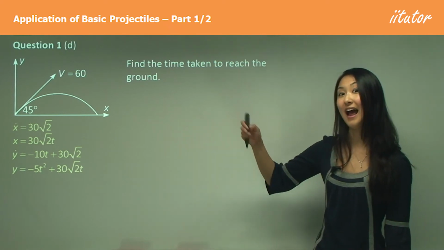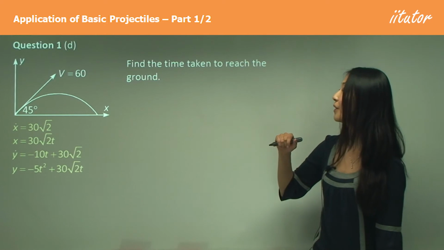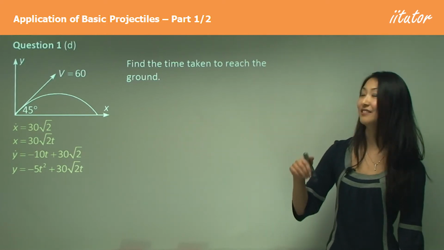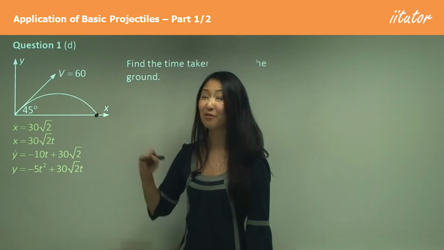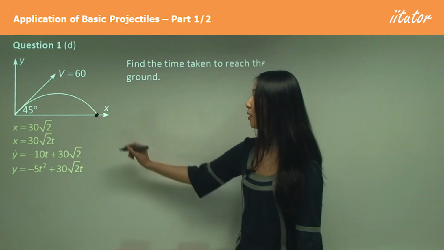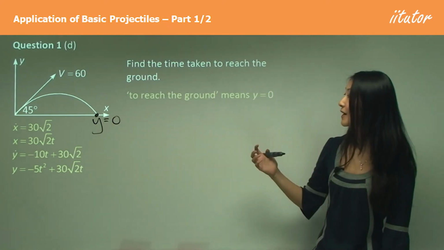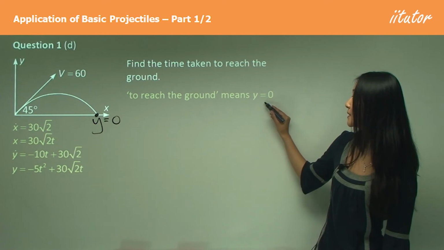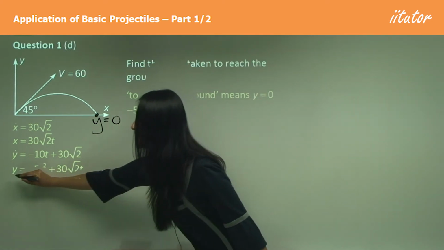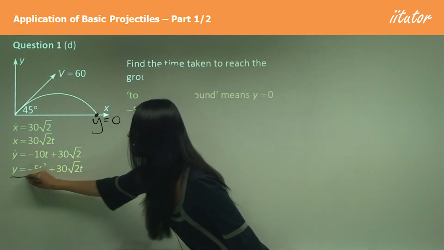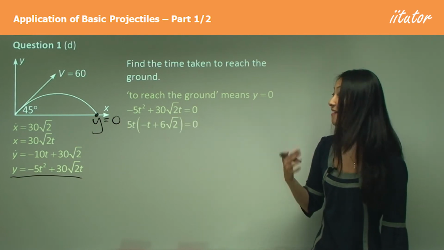Now we've worked out our horizontal displacement equation and vertical displacement equation. We want to find the time taken to reach the ground. And remember, to reach the ground, what was your vertical displacement? It has to be 0. So to reach the ground means that your vertical displacement equals 0 there. So we just literally take our vertical displacement equation here and make it equal to 0. Yeah, couldn't be simpler. And now factorize.